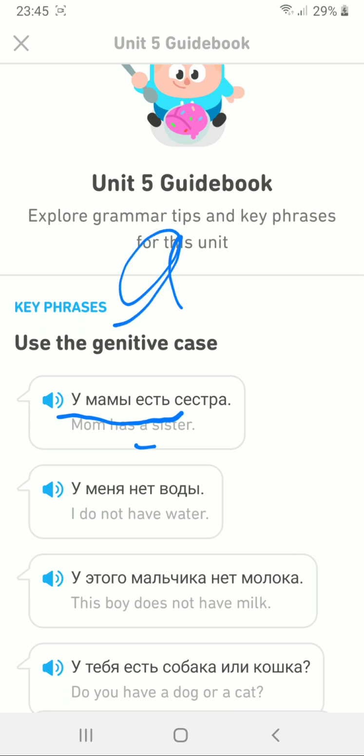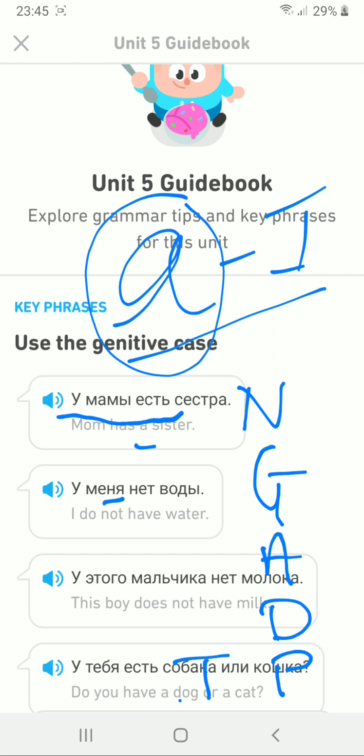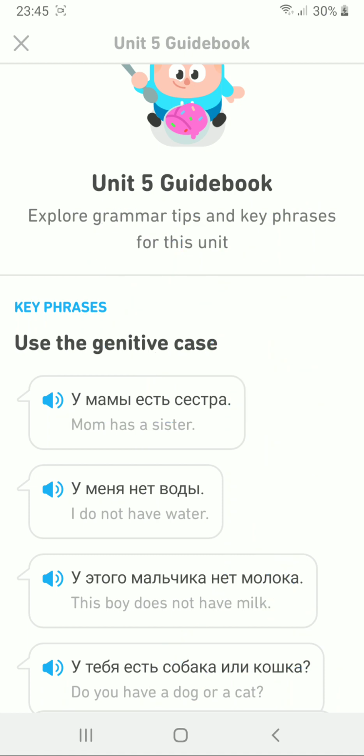For example, you have я, which is I in English. This is the subject pronoun. But you have this я in another case. We have seen that there are 6 cases in Russian. So you have the nominative, the genitive, the accusative, the dative, the prepositional, and the instrumental. So these are the 6 cases in the Russian language.